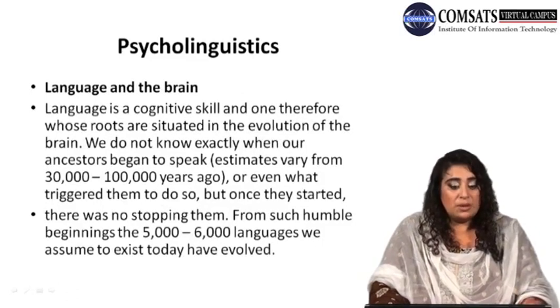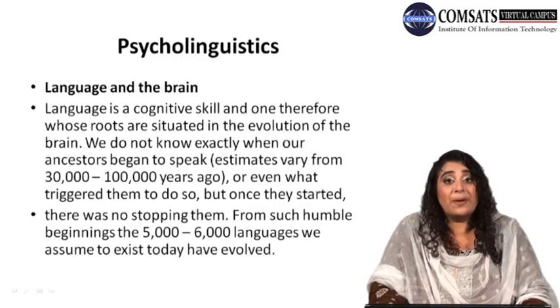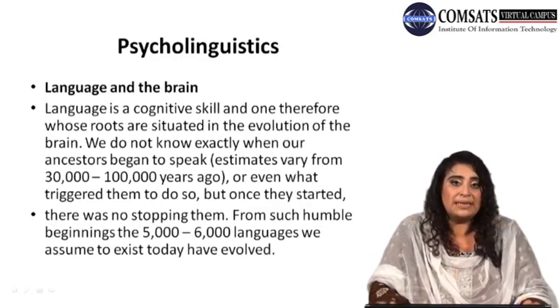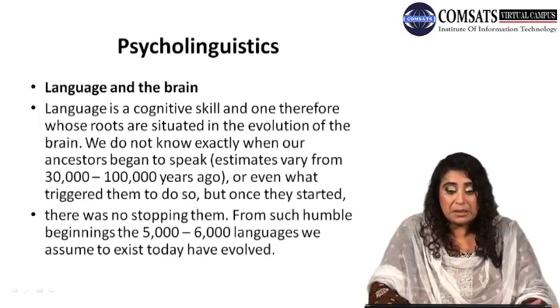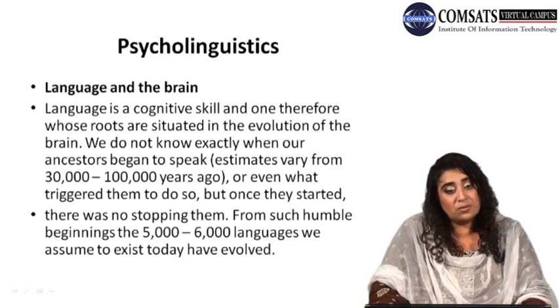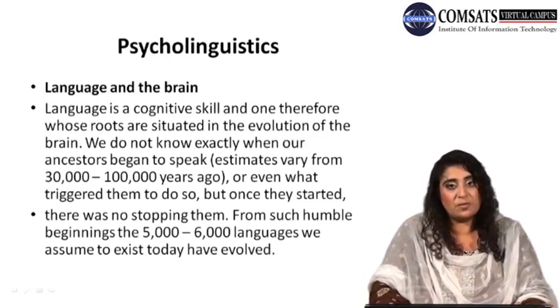Now, we'll go back into language and the brain. The connection between language and the brain. Language is a cognitive skill, and one, therefore, whose roots are situated in the evolution of the brain. So it's a cognitive skill. We've cleared that already. The roots of language start from the brain.